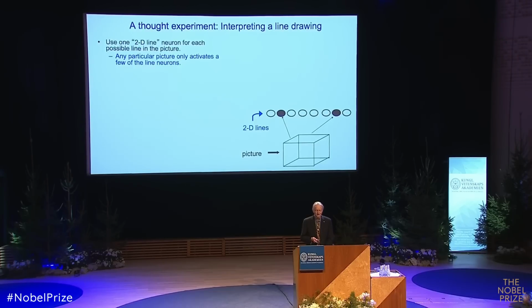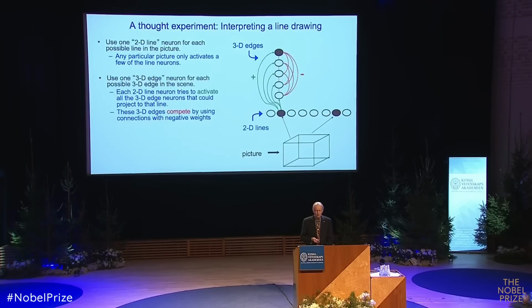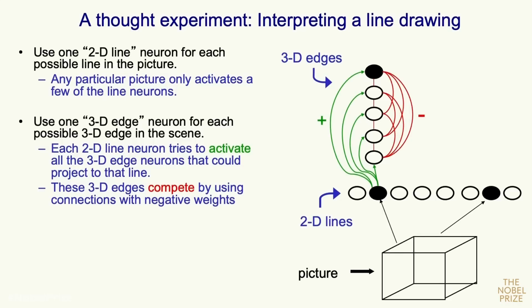line neurons. So let's suppose we already have that. We have a large number of neurons to represent lines in the image, and we turn on just a few of them to represent the lines in this particular image. Now, each of those lines could depict a number of different 3D edges. So what we do is we connect that line neuron to a whole bunch of 3D edge neurons with excitatory connections, those are the green ones, but we know we can only see one of those at a time, so we make those edge neurons inhibit each other.